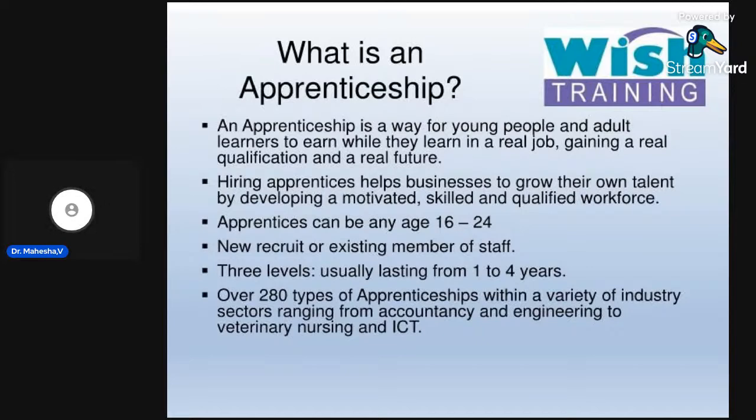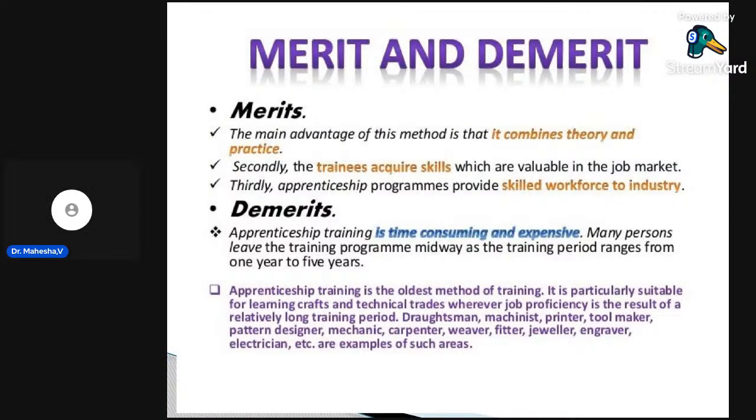Over 280 types of apprenticeship within a variety of industry sectors, ranging from accountancy and engineering to veterinary nursing and ICT. All of these, in their own field or specialization, they get what we call apprenticeship. Merits and the demerits. The main advantage of this method is it combines theory and the practice simultaneously. Theory will be delivered, the lecture will be delivered, and they will also be able to give the practical exposure. Both can be possible hand in hand.